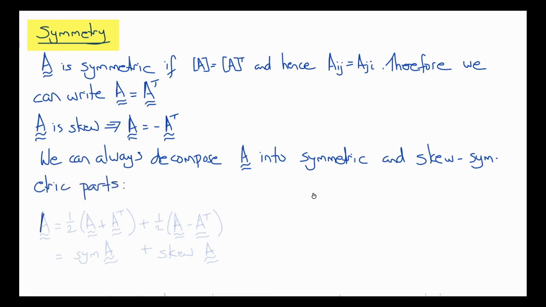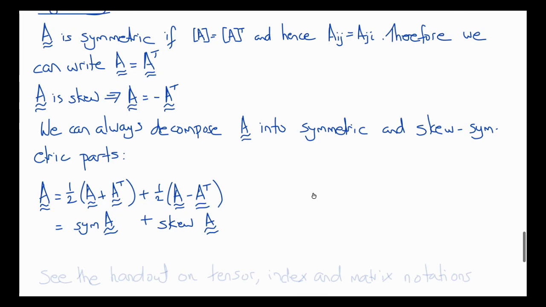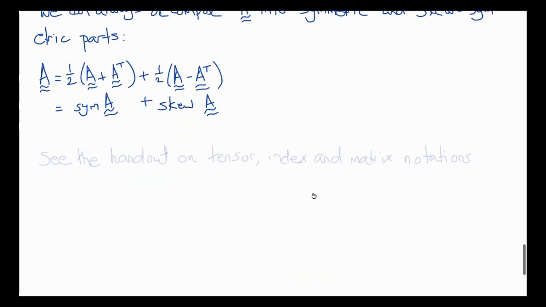And we can similarly decompose a tensor into symmetric and anti-symmetric or skew parts by taking one half of A plus A transpose, which would therefore always be symmetric, plus one half of A minus A transpose, which would therefore always be anti-symmetric. And these operations are sometimes called sym A and skew A. So any tensor can be decomposed into a symmetric part and a skew part. Of course, if the tensor was symmetric, the skew part would be zero.